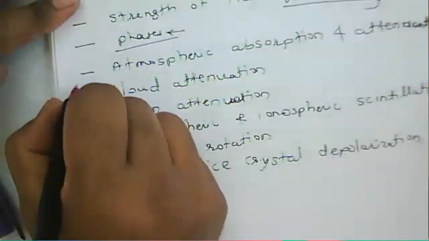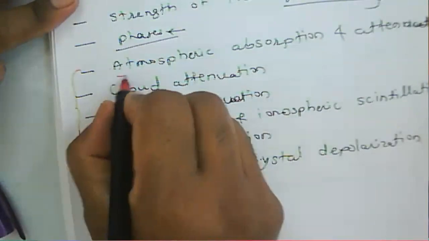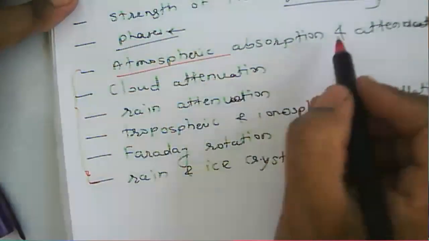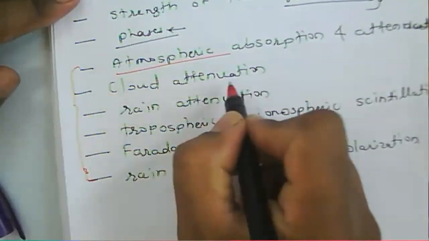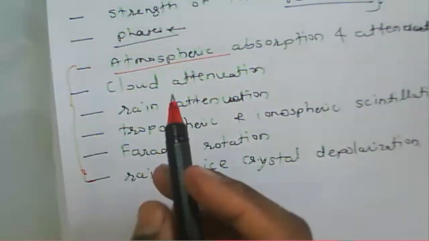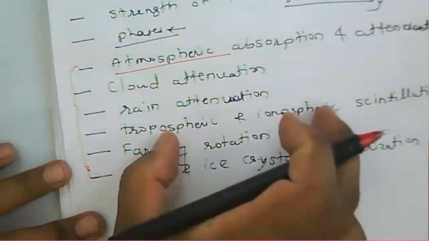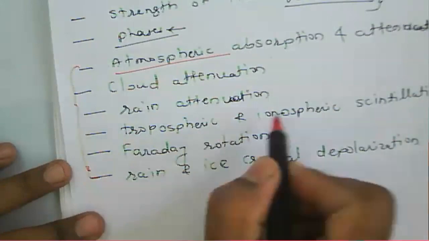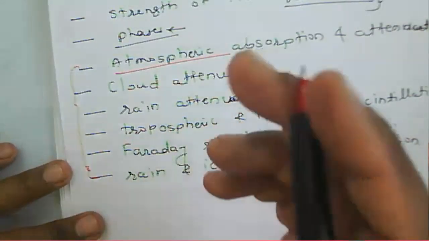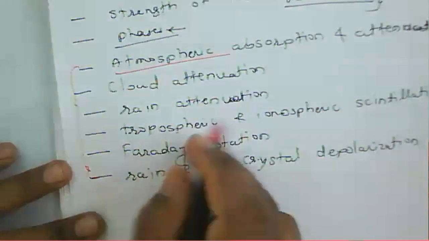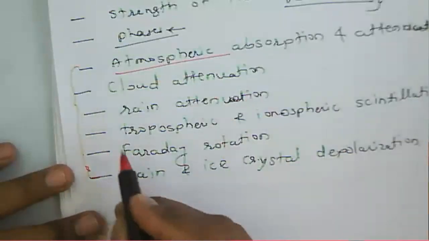Now these are mainly the effects on why your signal degrades. Signal degrades because of what? Absorption and attenuation in the atmosphere, because of cloud attenuation, because of rain attenuation. Then because of tropospheric and ionospheric scintillation, meaning the tropospheric layer or ionospheric layer above the Earth surface. That's why there are changes in the signal strength, or the signal reduces there.